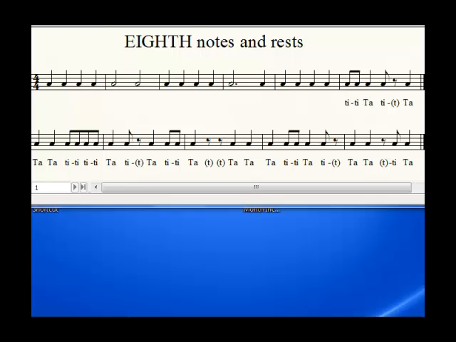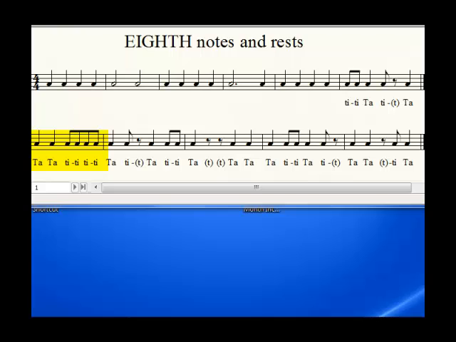Really keep your ti quiet inside of your mind. Almost no sound except in your mind. Those quiet ti's in parentheses. From the beginning of the second line. 1, 2, here we go.